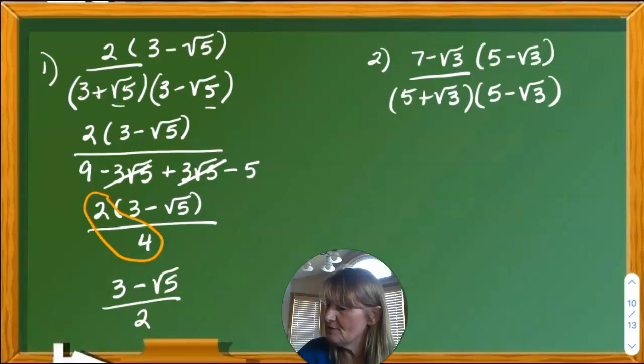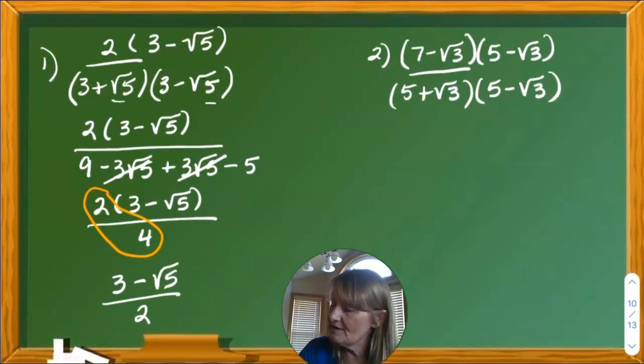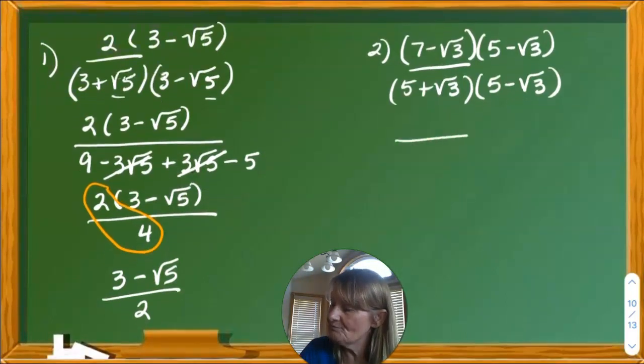Talking about getting in the right spot, be sure your parentheses are around each of your binomials. And I'm just going to go underneath here and continue my problem. So I need to, in this case, FOIL both the numerator and the denominator. So this is going to be just a little bit longer. So let's start with the numerator.